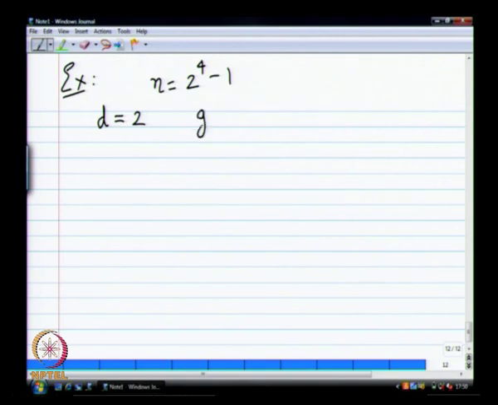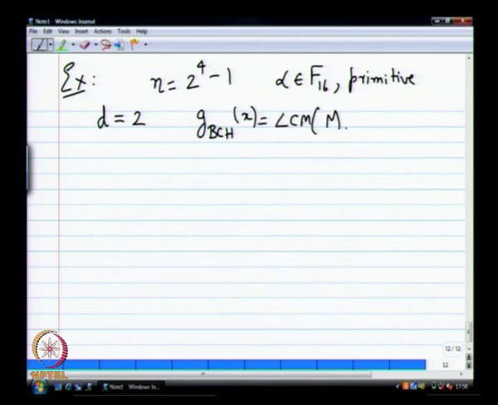In this case, g_BCH is what? So, alpha belonging to F16 is primitive. g_BCH(x) is the LCM of just M_alpha(x), so it is equal to M_alpha(x). What is the degree? 4. This implies n minus k equals 4 and k equals 11. n is 15, n minus k is 4, k is 11.